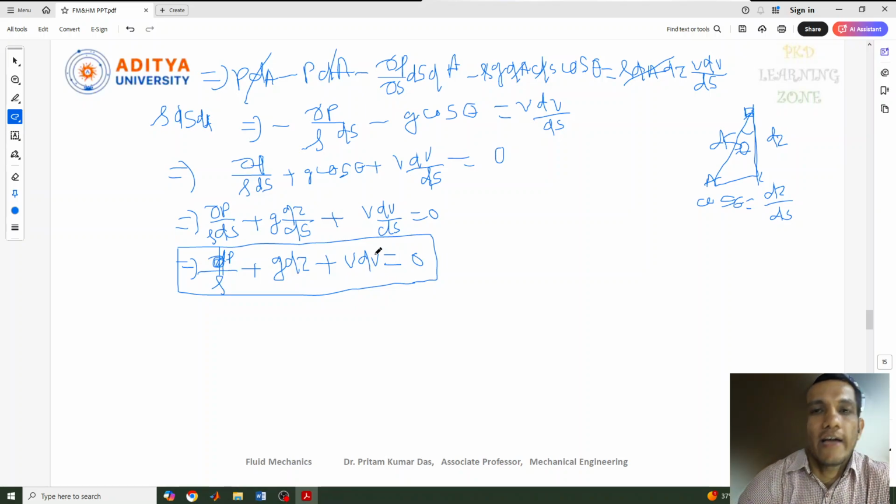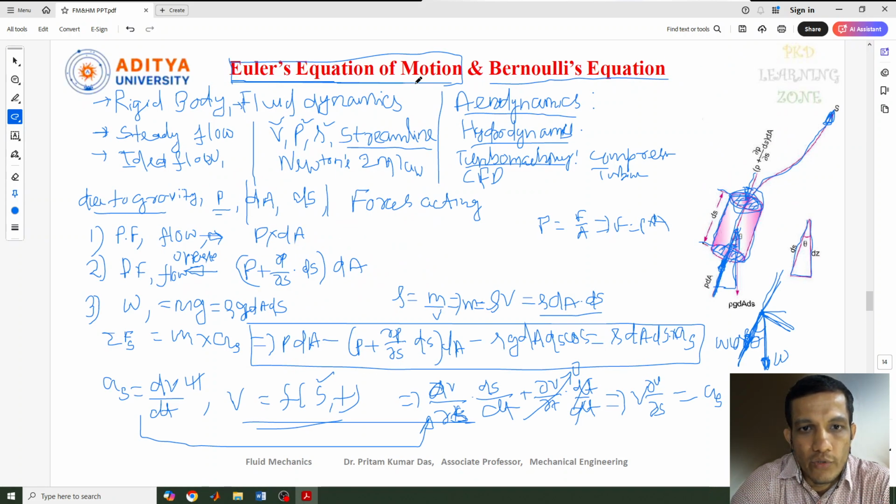So this equation is actually known as Euler's equation of motion. Now the first part we have completed. If you see our derivation part, Euler's equation of motion, the first part I have completed. The next part is we need to derive Bernoulli's equation from this Euler's equation of motion.